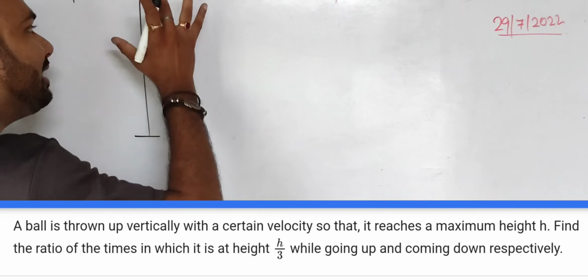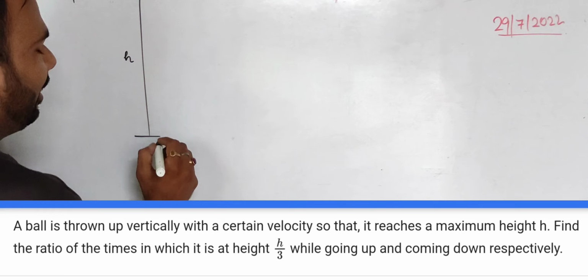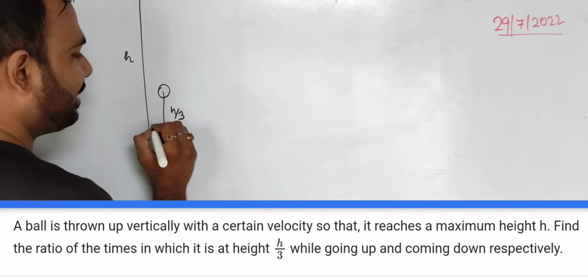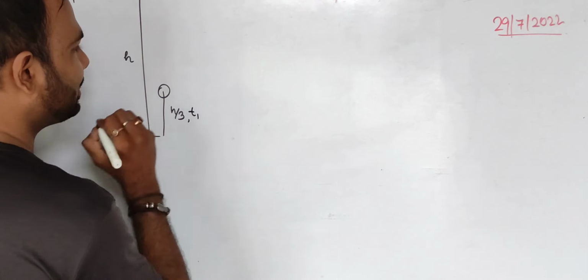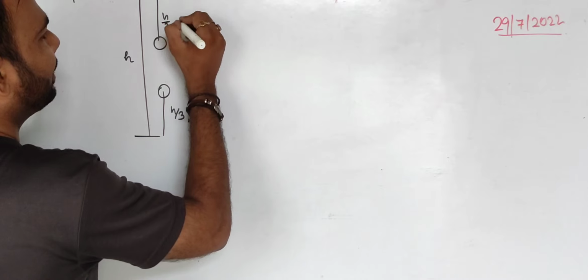That means a ball was thrown with the initial velocity u. It reaches the maximum height h. But we have to find the times when the ball is at h by 3. Let us consider the time going up is t1 and the time coming down is t2.